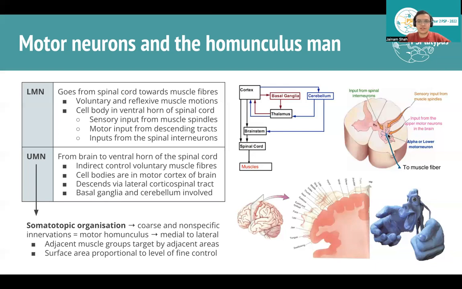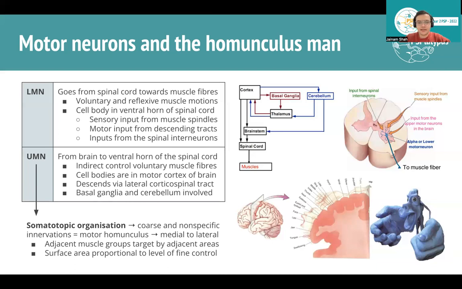With the upper motor neurons, it's a bit clearer. It goes from the brain pathways into the ventral horn of the spinal cord, where it then synapses with lower motor neurons. It has an indirect role in controlling voluntary muscles because it then synapses onto the ones that have direct roles. The cell bodies are located in the motor cortices of the brain, and we'll discuss what the specific parts of the brain are in just a second.